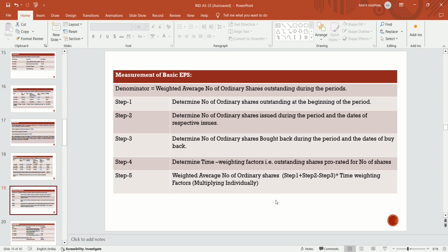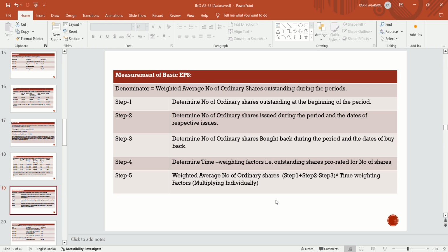by giving 2-3 examples. Step 2, determine the number of ordinary shares issued during the period and the dates of respective issue, when at different dates the shares are to be issued. We will determine this by giving the weighted average factors on different dates. Then determine the number of shares to be bought back, how many shares and on what date. We will give the time weighing factor of the buyback also, and reduce that buyback from the opening balance and from the fresh issue.